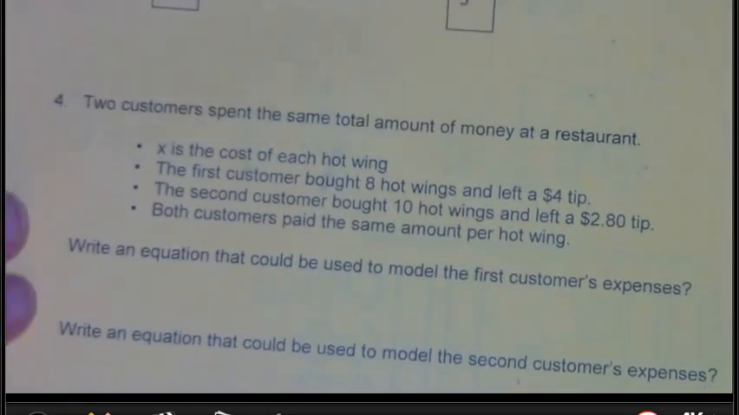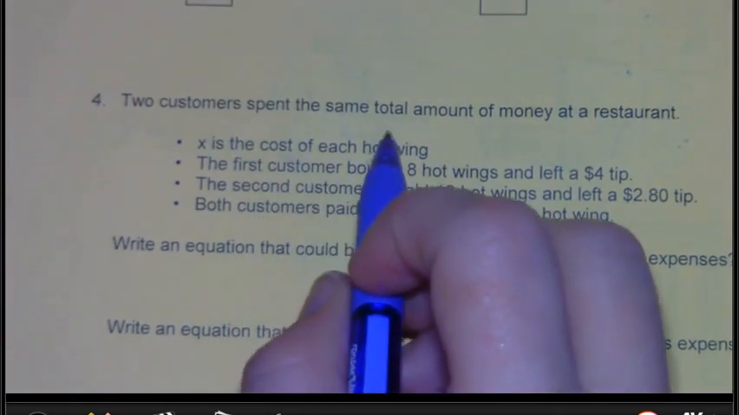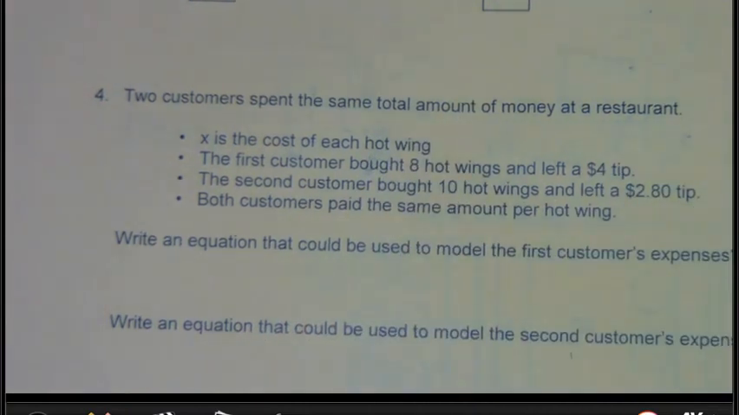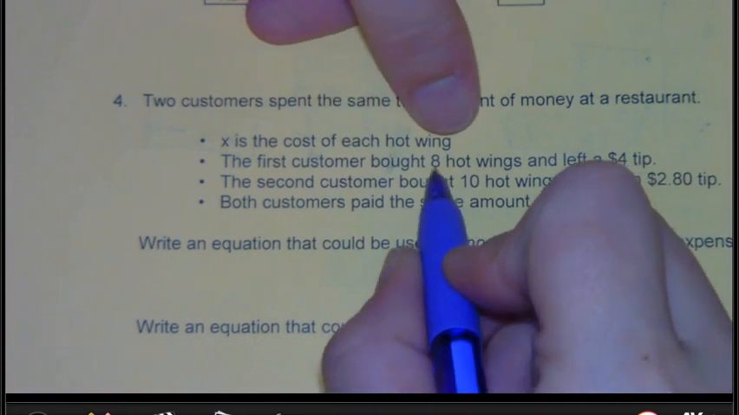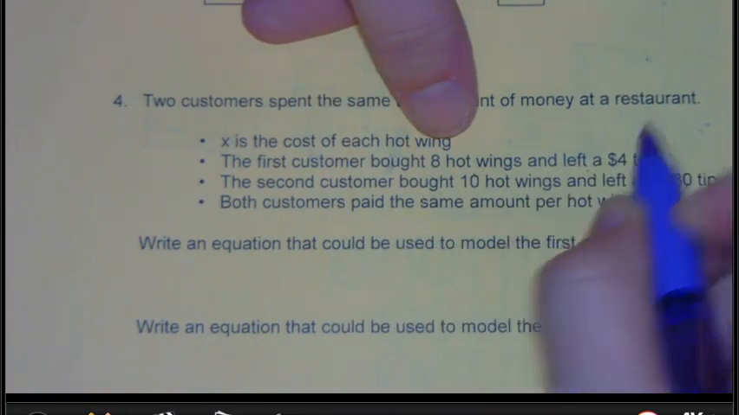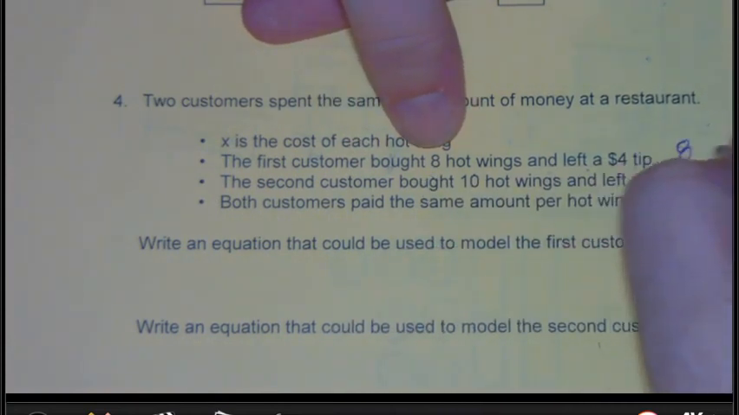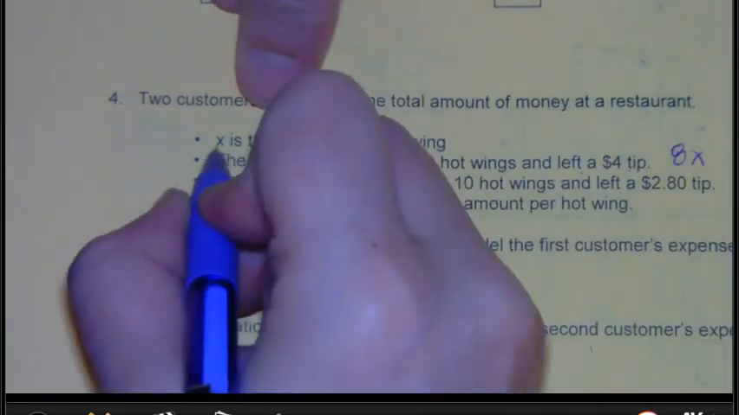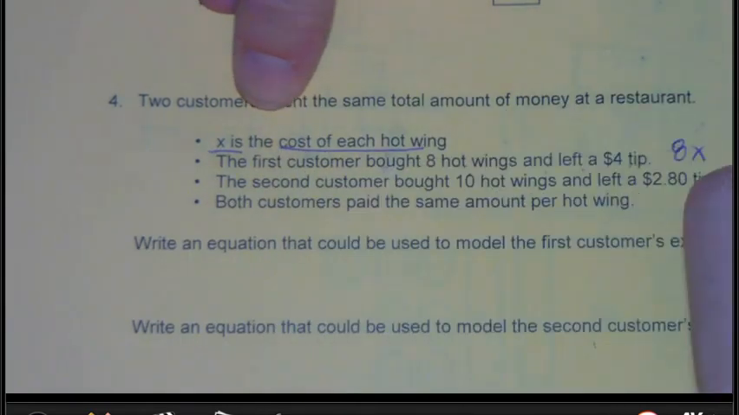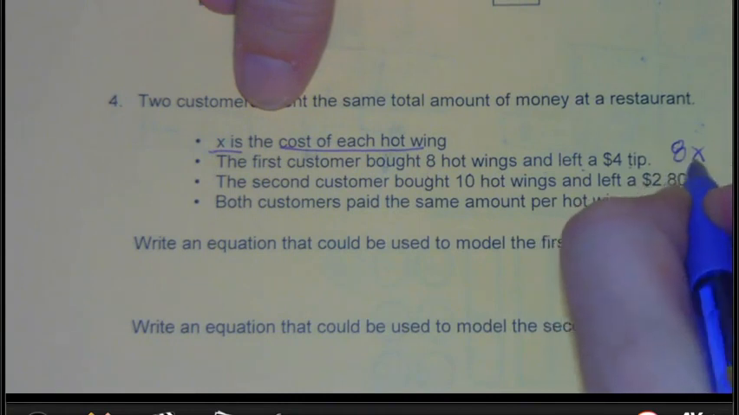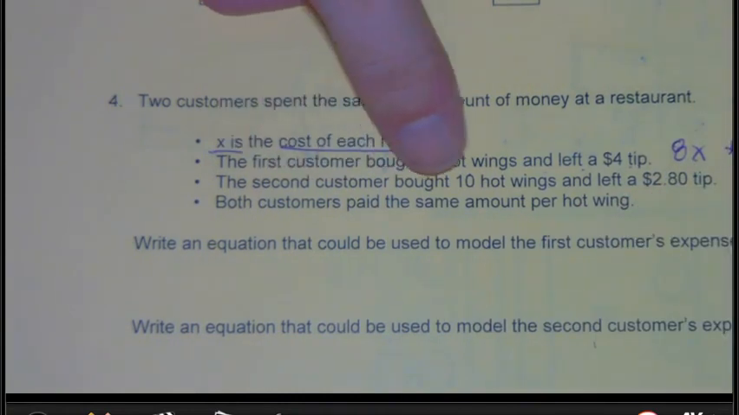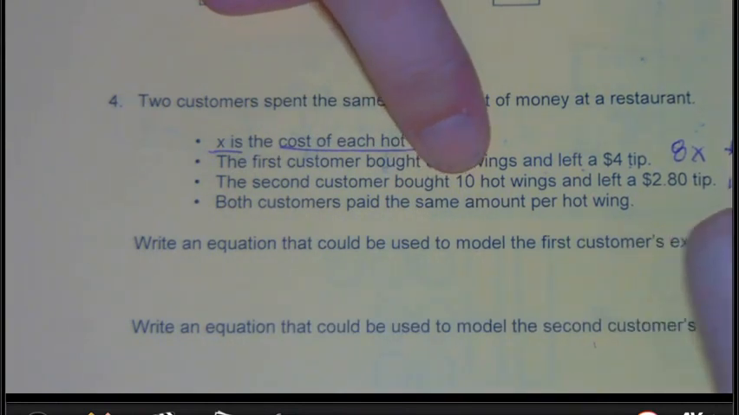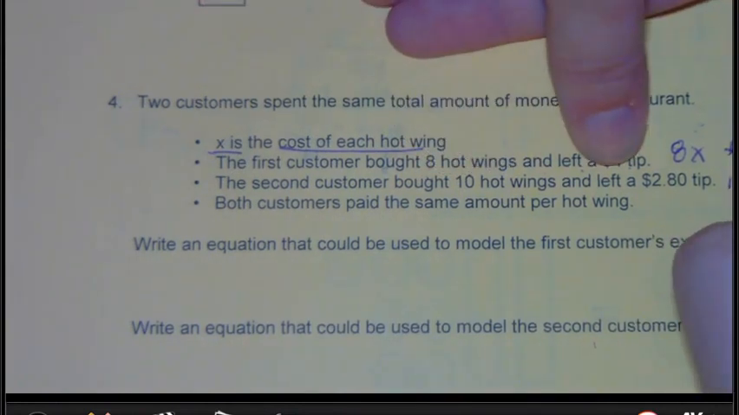All right, number 4. 2 customers spent the same total amount of money at a restaurant. X is the cost of each hot wing. The first customer bought 8 hot wings and left a $4 tip. So because X is the cost of each hot wing, they bought 8X, and they left a $4 tip. The second customer bought 10 hot wings, so 10X, and they left a $2.80 tip.